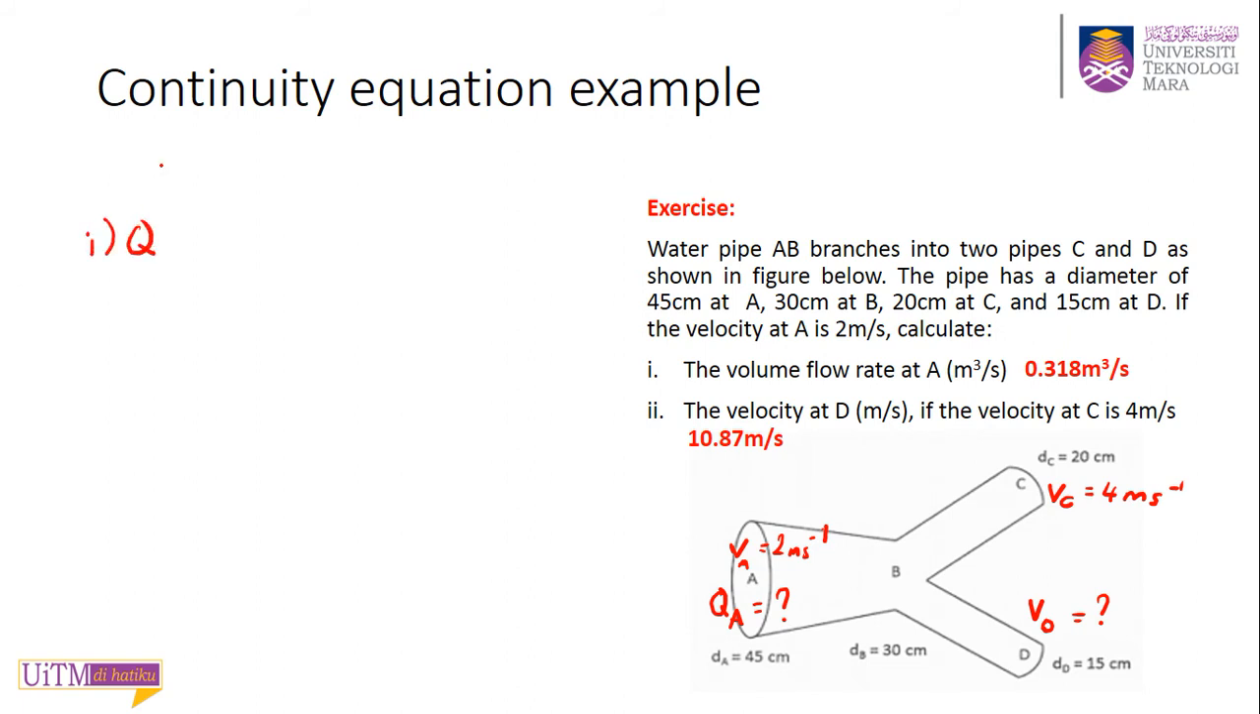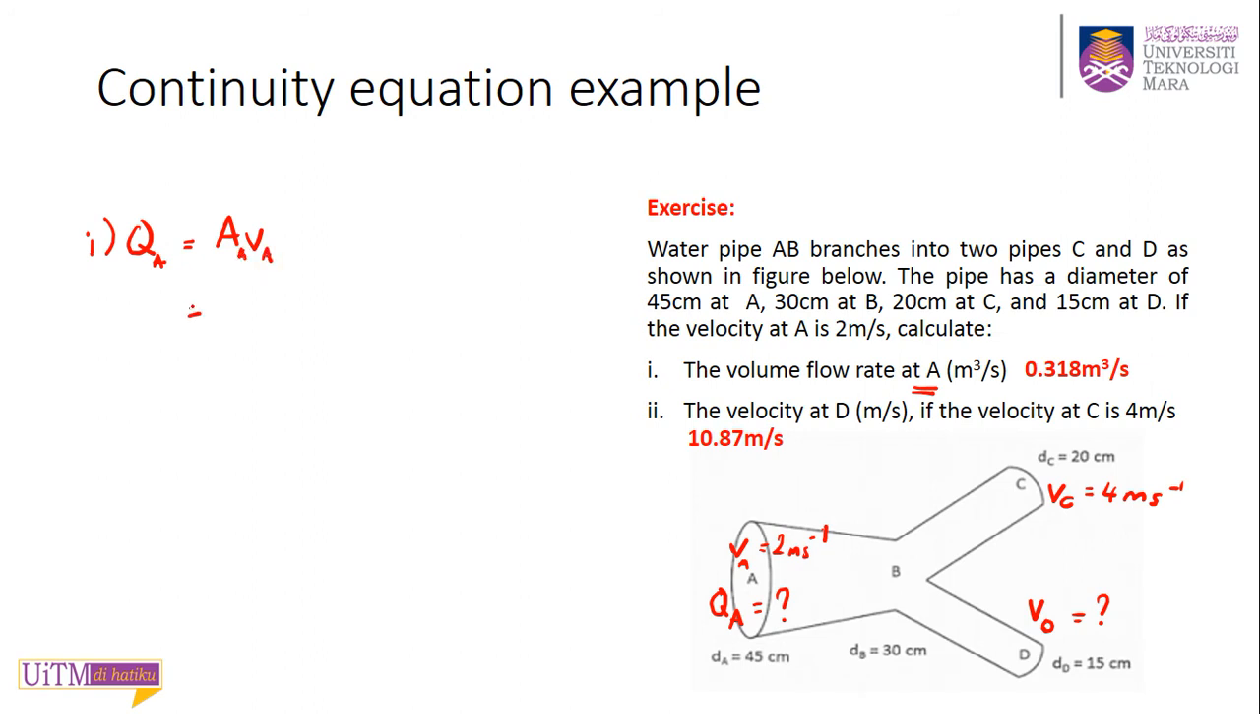So Q equals AV, and they ask you to find the volume flow rate at A. Remember, don't forget to label your equation so that you don't confuse. So you need to use every property at section A: the area at A and the velocity at A.